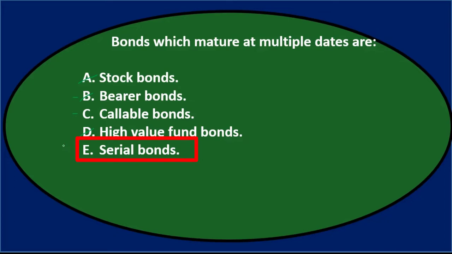And of those two, it's actually going to be serial bonds, because the callable bonds just has the one, callable before maturity. The serial bonds are the ones that have the multiple dates of maturity. So the answer is E. If we go through that again, bonds which mature at multiple dates are E, serial bonds.